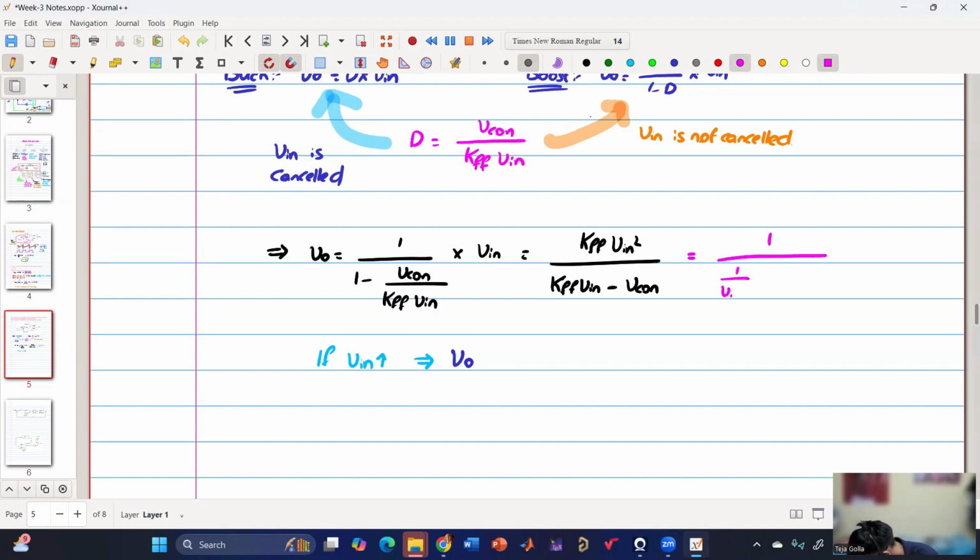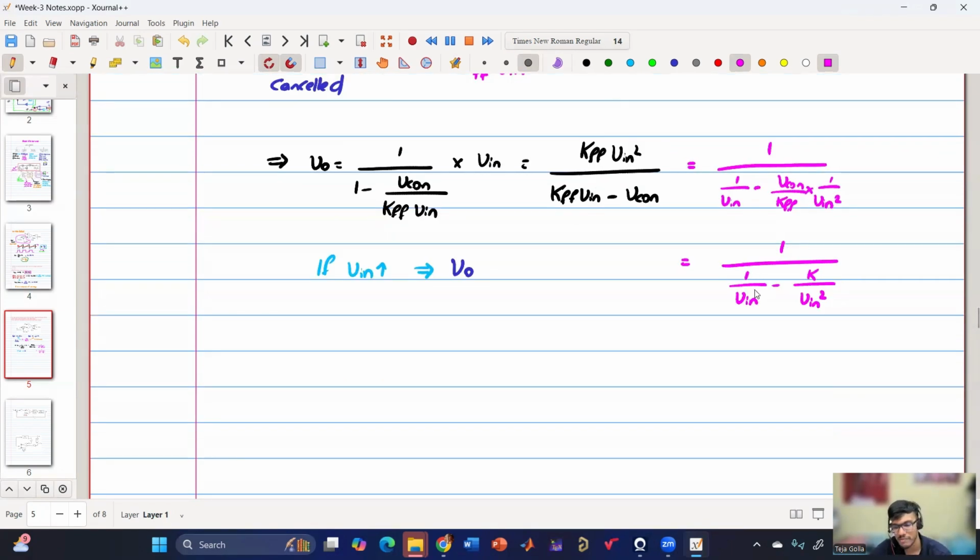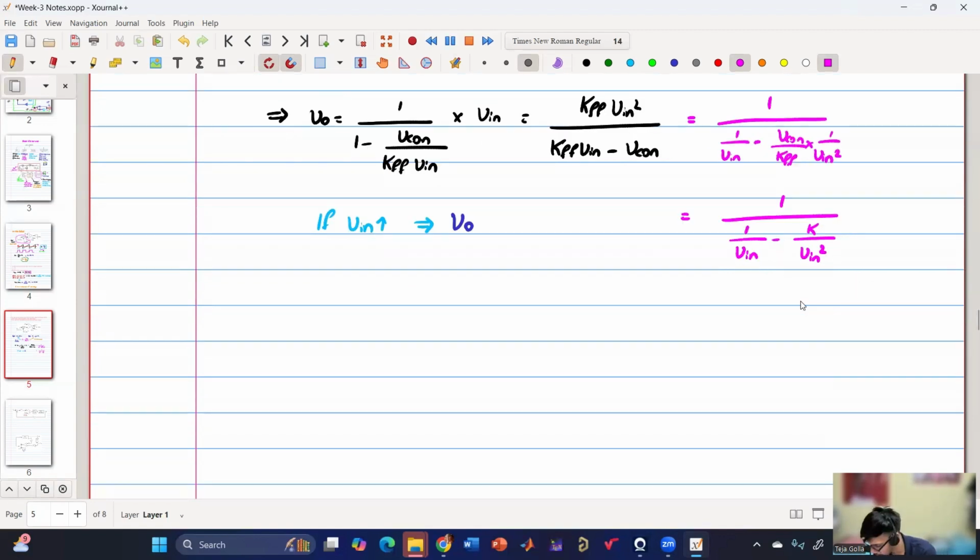1 by V in minus K by V in square. So I can write it as 1 by V in minus constant K by V in square. So let us see whether 1 by V in is always bigger than K by V in square. It has to be, right? Because this is positive. So 1 by V in should always be greater than K by V in square.